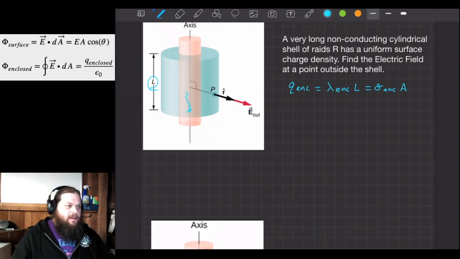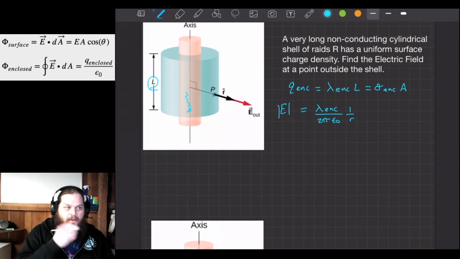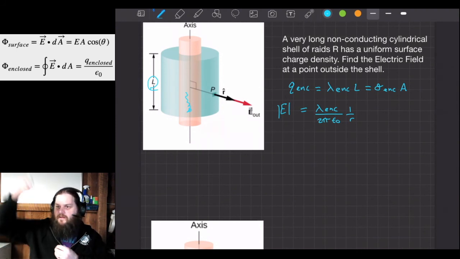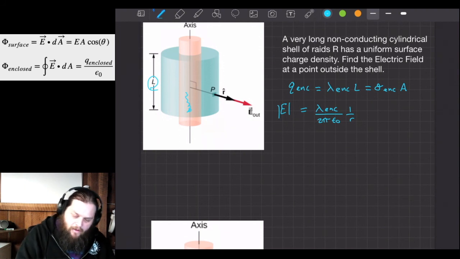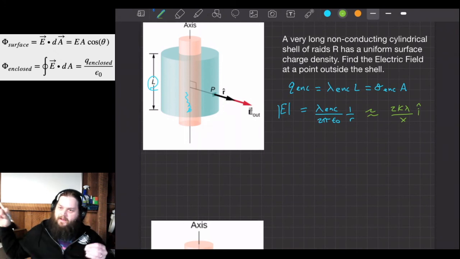And then we can use the electric field equation, which in this case is E equal to lambda enclosed divided by 2 pi epsilon naught times 1 over r. Notice that's really similar to what we used when we had that infinite line charge, because we're looking at the electric field coming off that infinite line. That equation was 2k lambda over x in the i hat direction. Here we have r because we're just going in a radius outside of that.